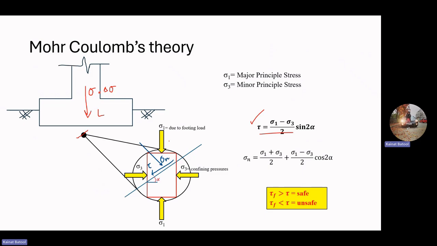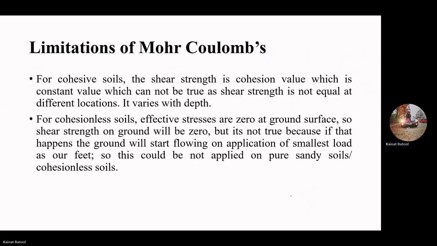Okay, so here is the use of the tau F value. Tau F is basically the ultimate, and tau value should be the allowable or the instant shear stress value.